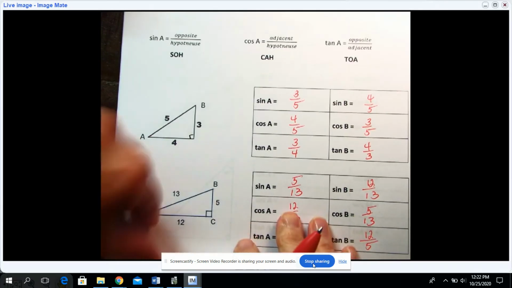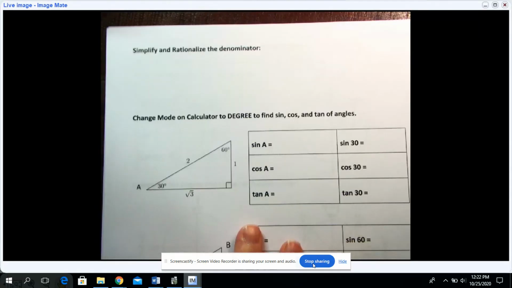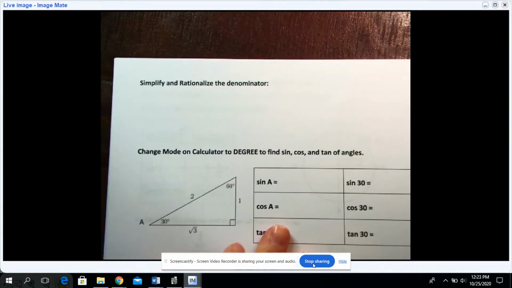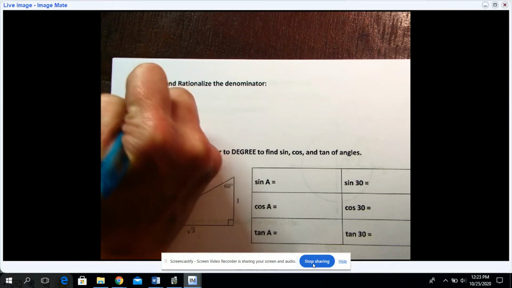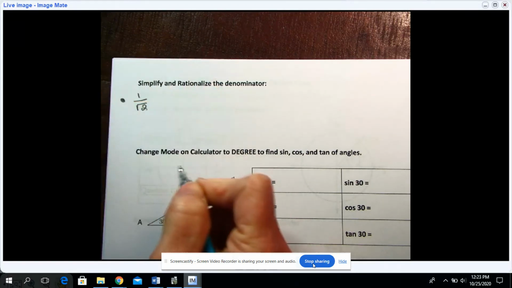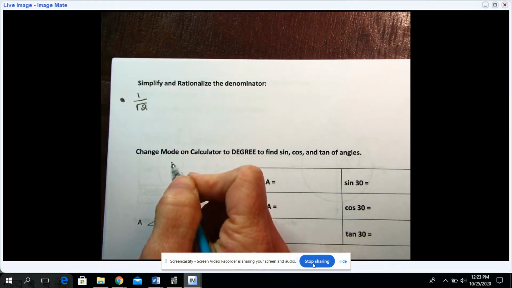Okay, the next thing is we're going to be finding sine, cosine, and tangent for special right triangles, 30-60-90 and 45-45-90. In order to do that, we're going to come across some radicals in the denominator, and we have to be able to rationalize the denominator. This is something you should have learned in Math 2, so we're going to go over the basics of it. If you have 1 over the square root of 2, technically you should never leave a radical in the denominator.